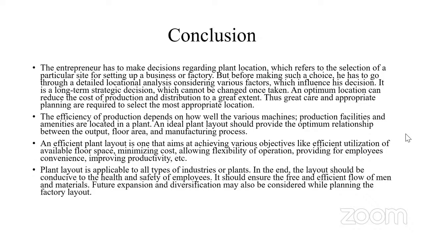Next, the efficiency of production depends on how well the various machines, production facilities, and amenities are located in a plant. An ideal plant layout should provide the optimum relationship between the output, floor area, and manufacturing process. An efficient plant layout is one that aims at achieving various objectives like efficient utilization of available floor space, minimizing cost, allowing flexibility of operation, providing for employees' convenience, improving productivity, etc. Plant layout is applicable to all types of industries.